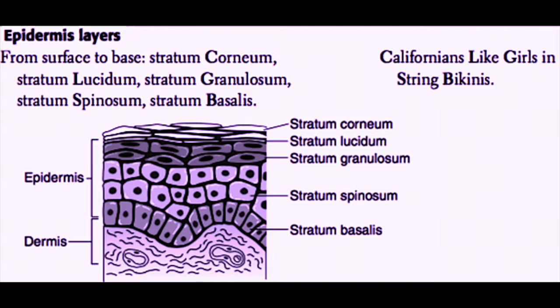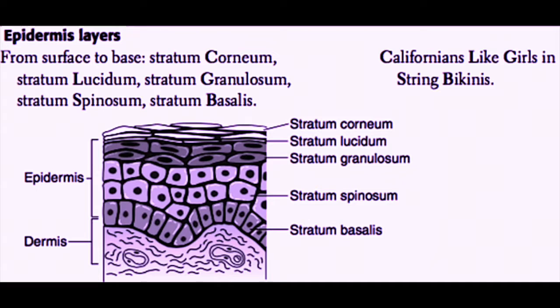Californians, or C, is for the stratum corneum. L for like is going to be the stratum lucidum. G in girls is going to be stratum granulosum. The S in string is stratum spinosum. And the B in bikinis is stratum basalis. So Californians like girls in string bikinis, an easy mnemonic device to remember the layers. And again, those layers are the stratum corneum, the stratum lucidum, stratum granulosum, stratum spinosum, and the stratum basalis.